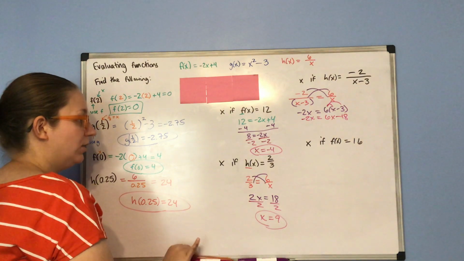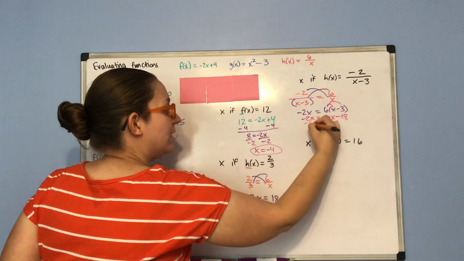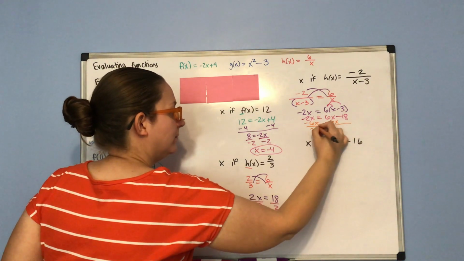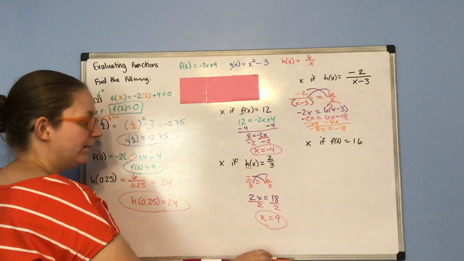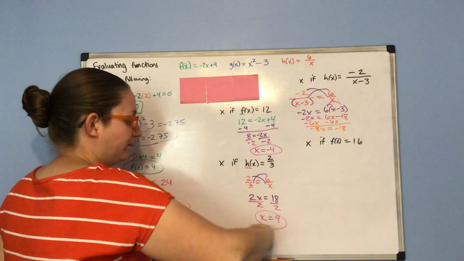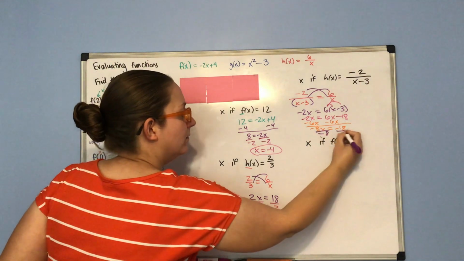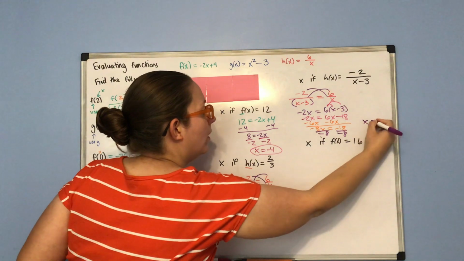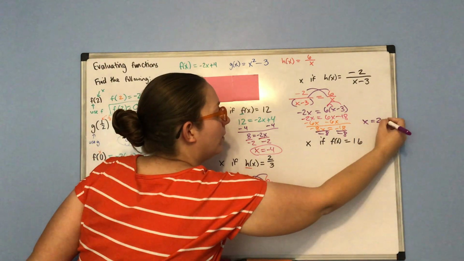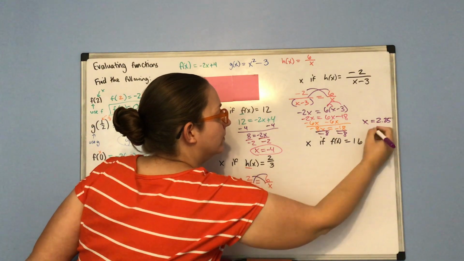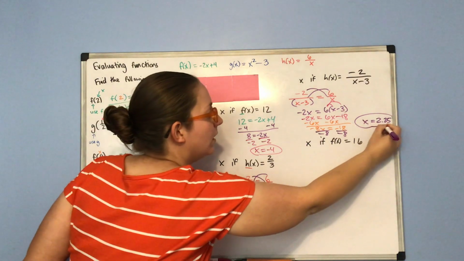And then I need to get my x's on the same side. I'm going to subtract 6x. I get negative 8x equals negative 18. And then last but not least, I'm going to divide to get x completely by itself. When we do that, we get x equals 2.25. You can use Desmos, you can do things by hand. Either way is fine.